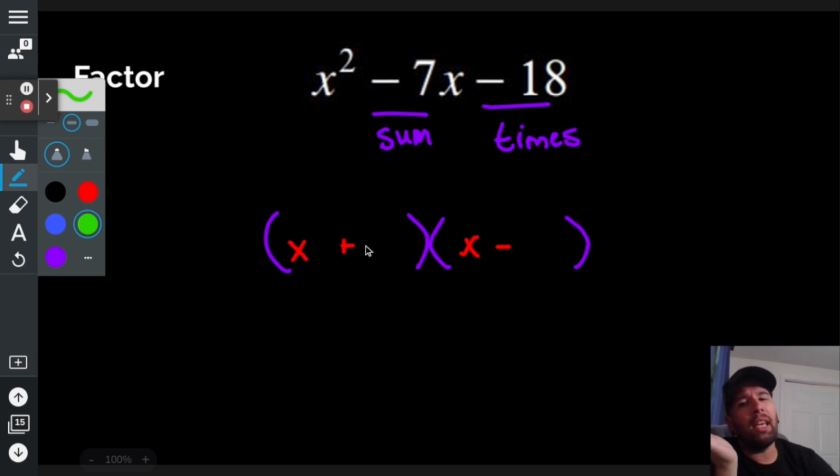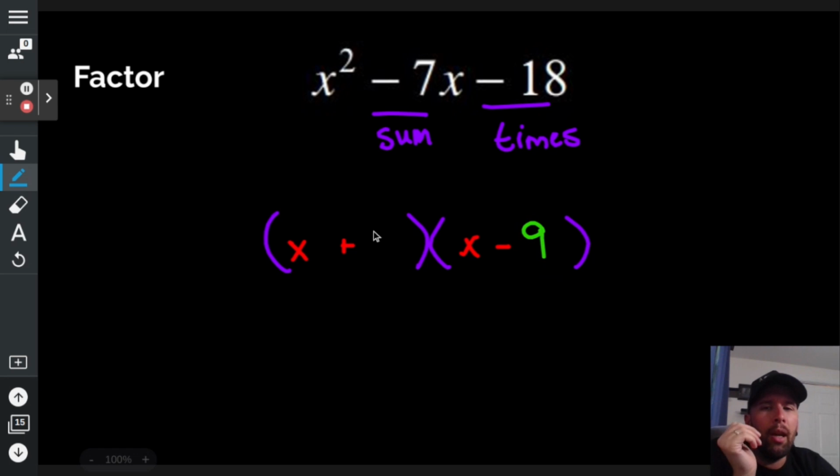Could I take a 6 and a 3 and make them a 7 if I subtract one from the other? No. How about 2 and 9? Can I find a way to multiply 2 and 9 to get 18? Yeah. Can I find a way to subtract a 2 and a 9 to get 7? Yes. And so since this is negative, the 9 is going to be negative and the 2 is going to be positive.